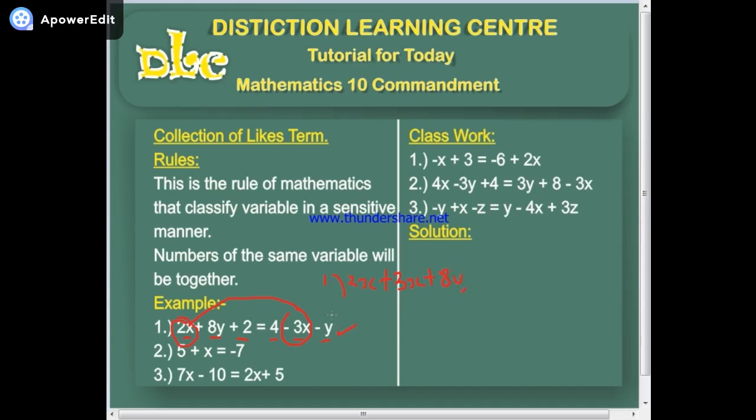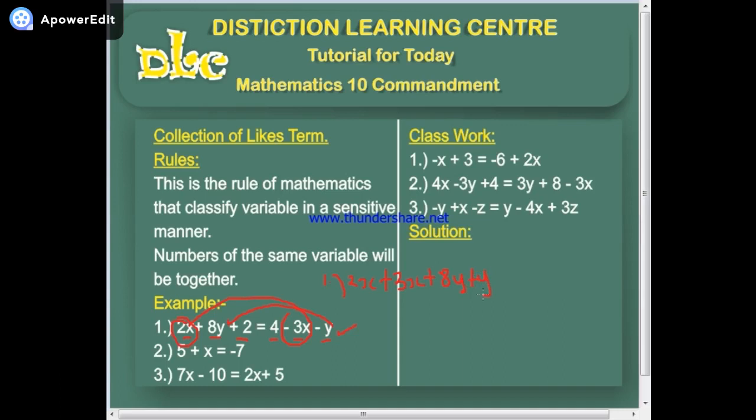Now this y, which is on the right hand side, we now move from the right hand side to the left hand side. So that means it will change to plus y, since it has minus at the back from the right hand side. So it will change to plus y here.